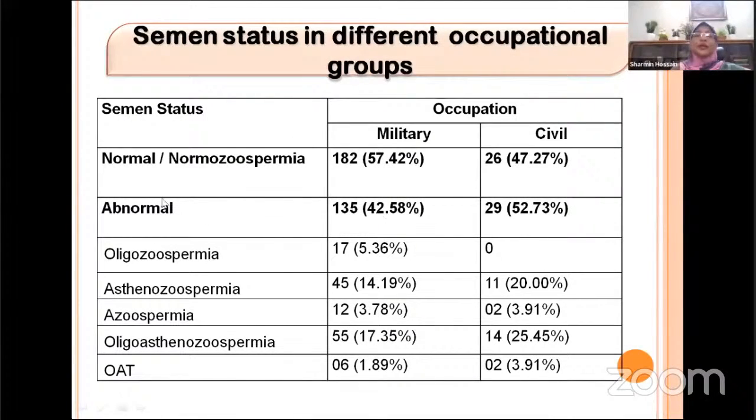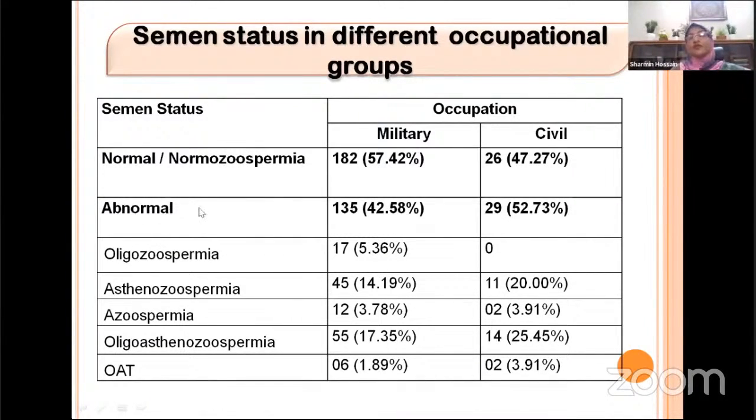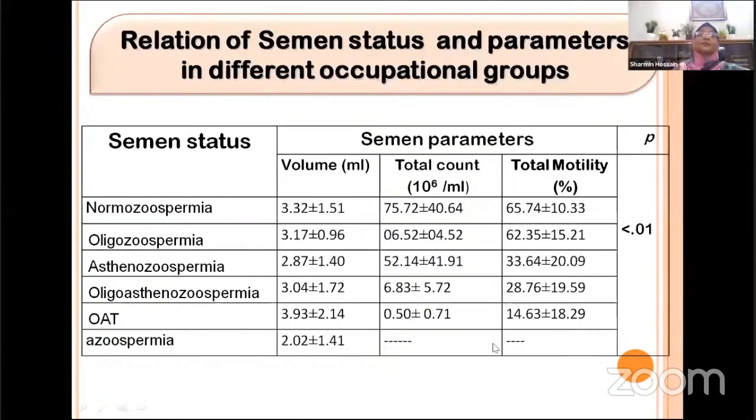This table is showing that of the military personnel, about 58% were normozoospermic. And most of the abnormalities were in the civil personnel. About 53% of the civil personnel had some problem in their semen parameters. So it was seen that there was more abnormality in the civil counterpart.